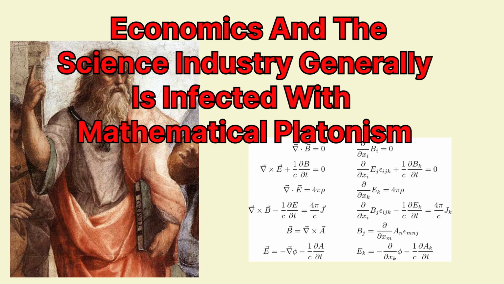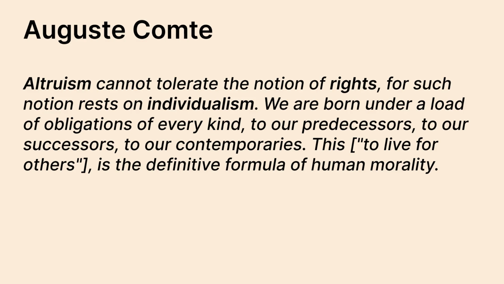Altruism was coined by Auguste Comte, who believed that individuals had a moral obligation to renounce their own self-interest. In explaining altruism, Comte says the social point of view cannot tolerate the notion of rights, for such notions rest on individualism. We are born under a load of obligations of every kind to our predecessors, to our successors, and to our contemporaries. To live for others is the definitive formula for human morality according to Comte and altruism.